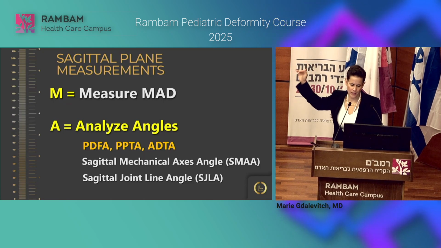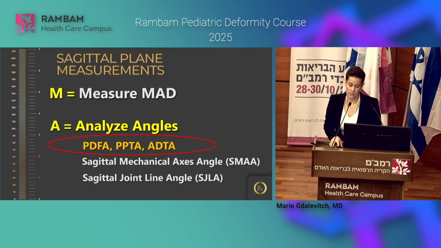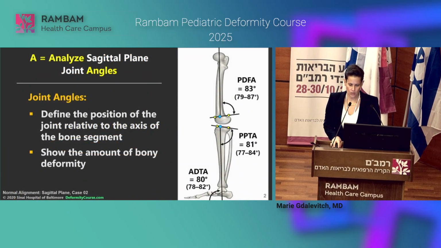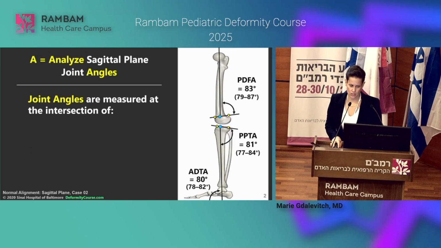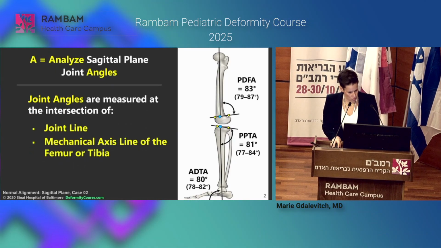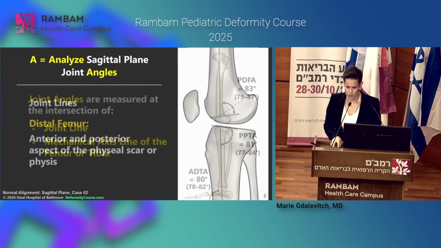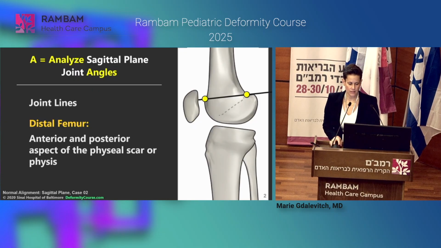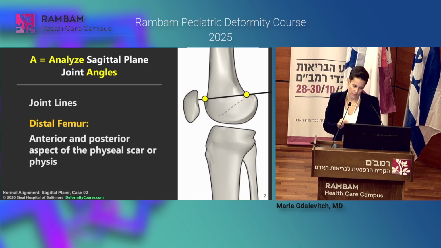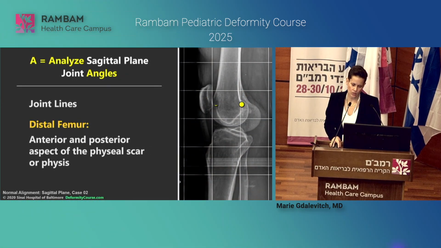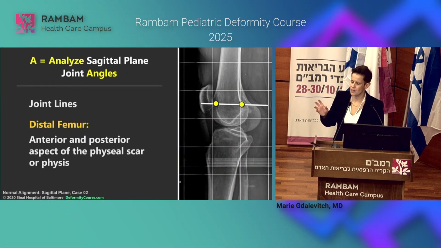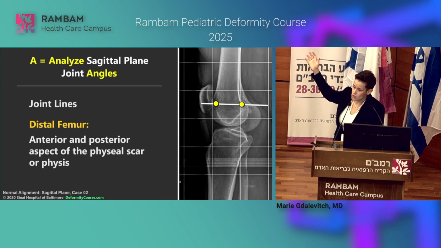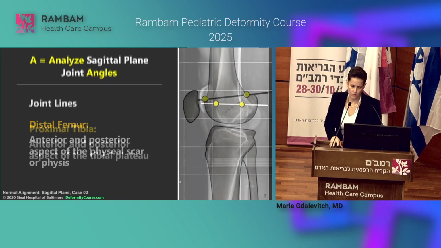Same idea, sagittal plane. Now we're going to measure or analyze the joint angles. So the joint angles, same thing, we know the definition. We're going to look at how they get measured on the sagittal plane. So it's the intersection between the joint line and the mechanical axis line of either the femur or the tibia. And the way we do the joint line in the distal femur is we draw a line anterior to posterior at the aspect of the physeal scar. So you're going to look at the condyles and you're going to draw that line. Now this can be funny on an x-ray because if you don't have the condyles perfectly superimposed, you have to cheat a little, make it up a little. You're sort of guessing, unfortunately.